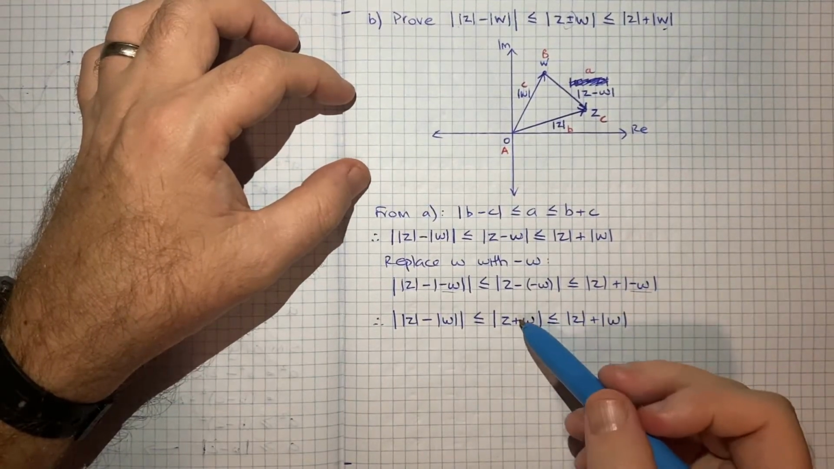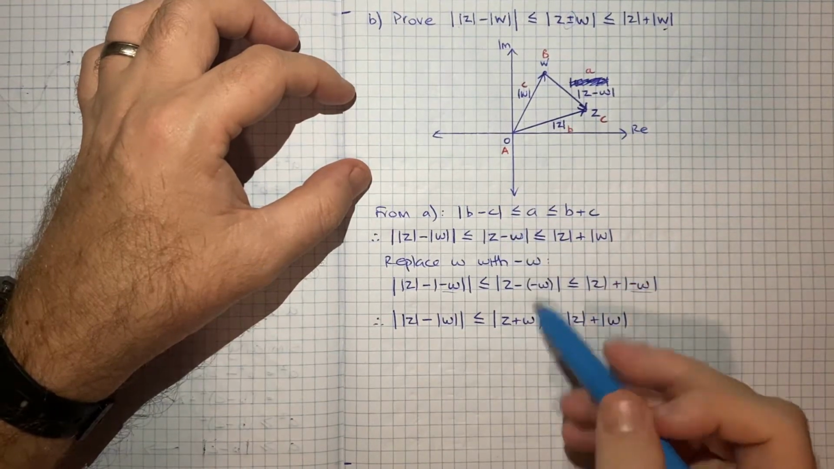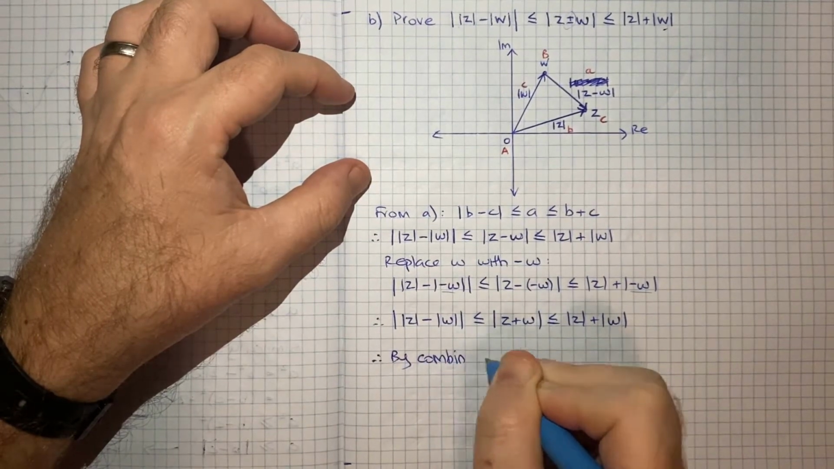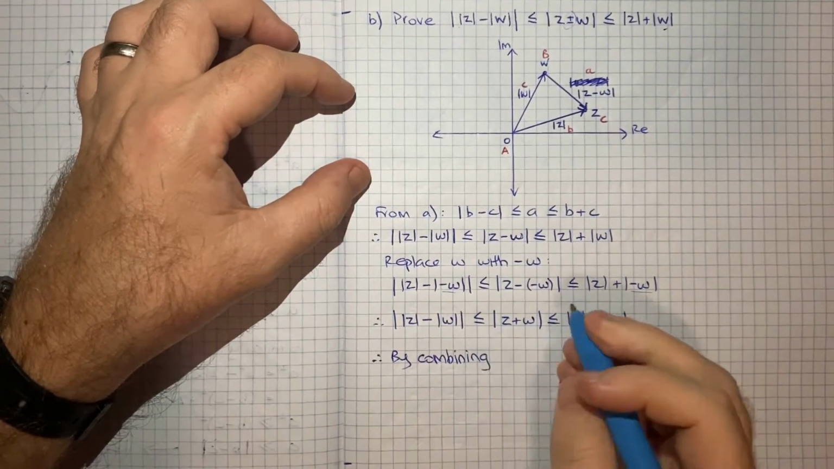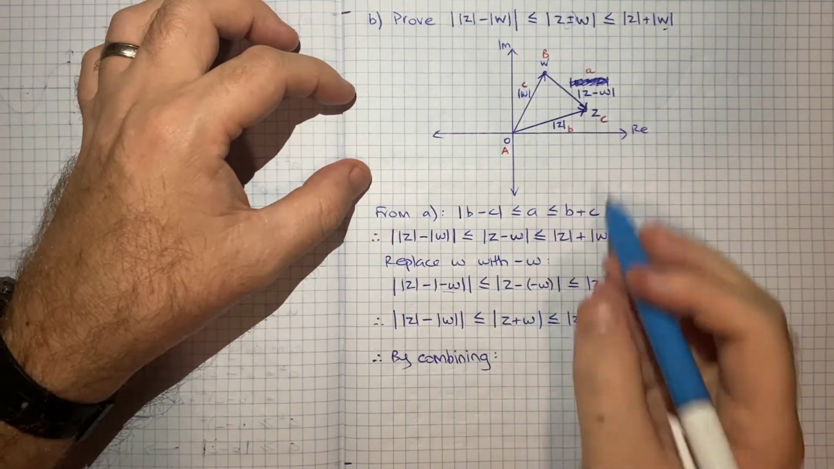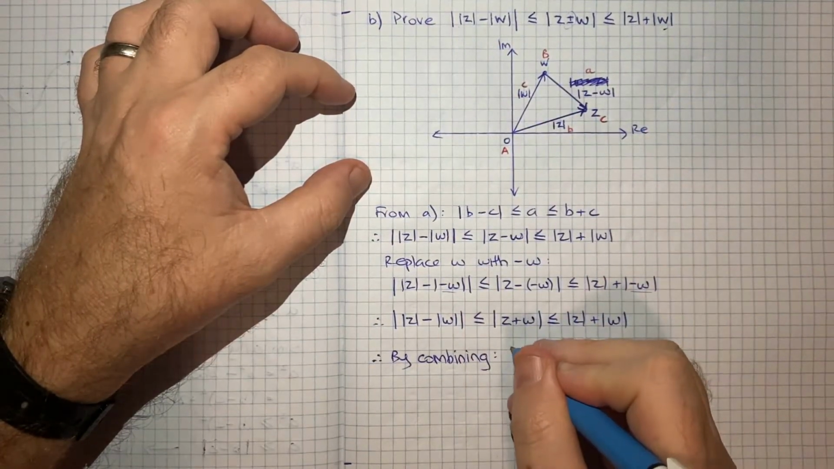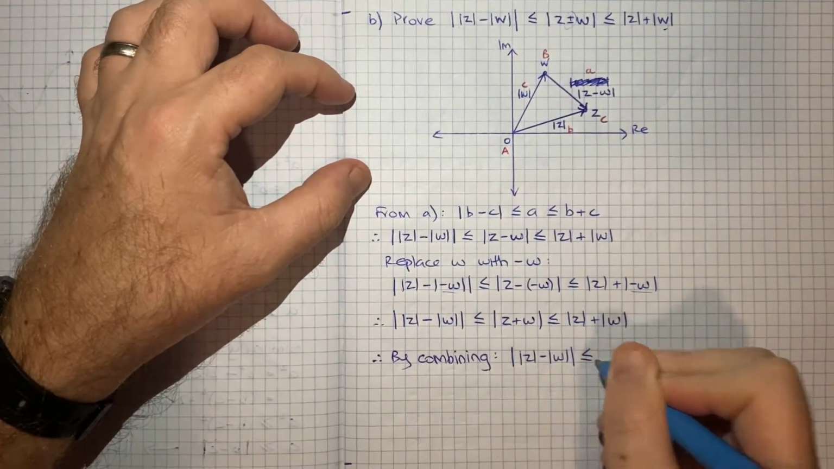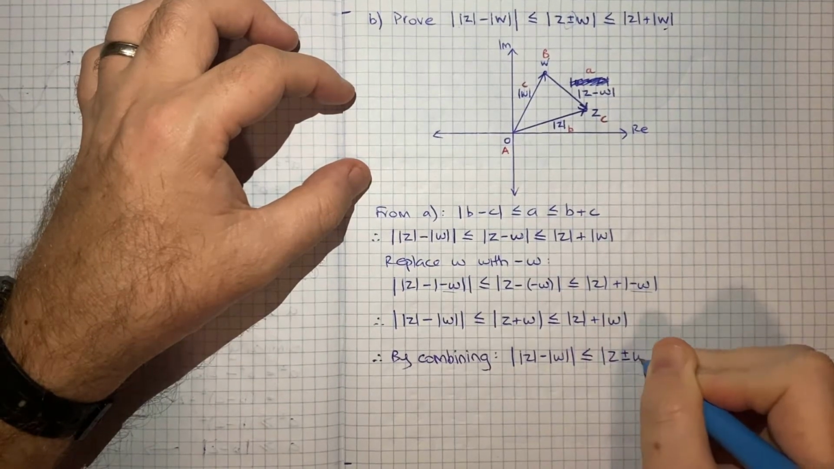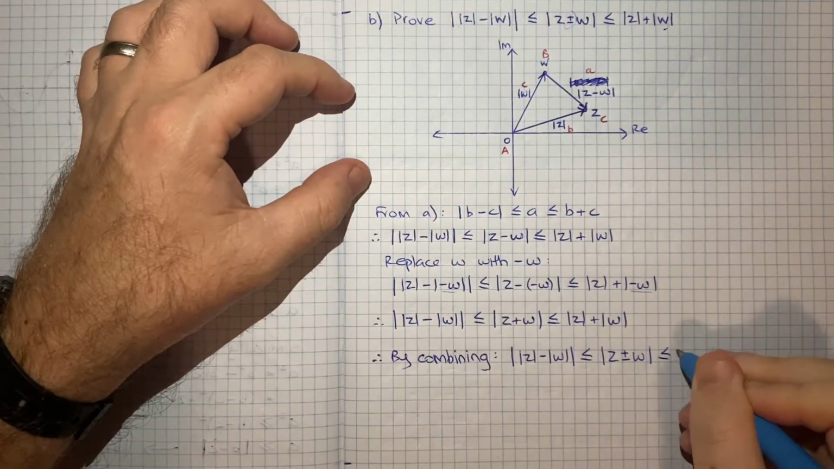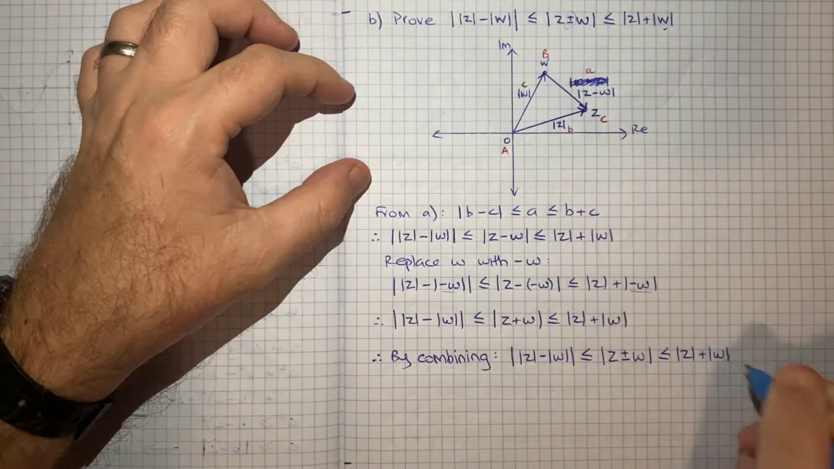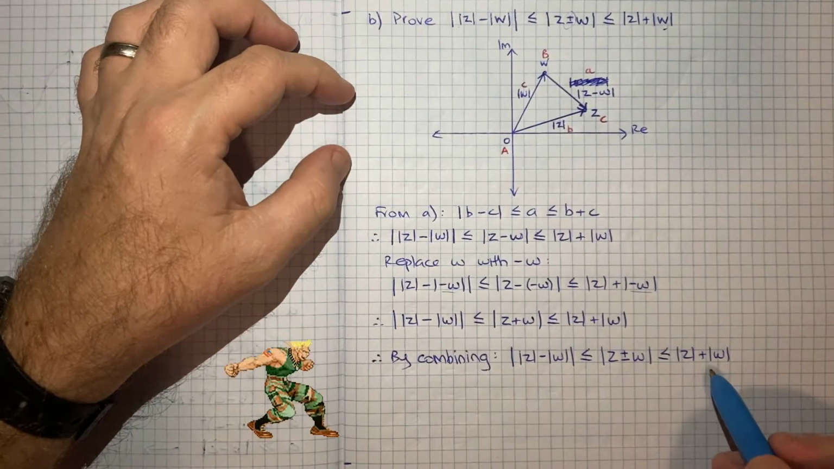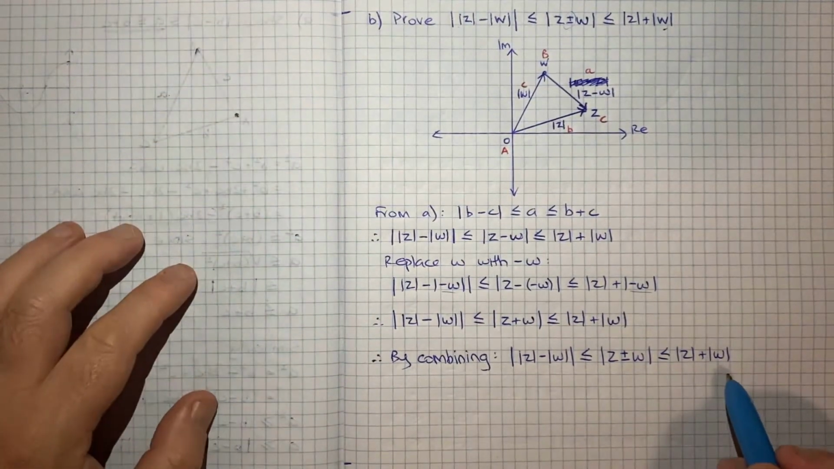And so now we've got this result with our minus here and our plus, so by combining, we can get this result. So we get the magnitude of mod z minus mod w less than or equal to mod z plus or minus w, either way, less than or equal to mod z plus mod w, as required. That's what we were required to prove. Alright, so I think that deals with part B.